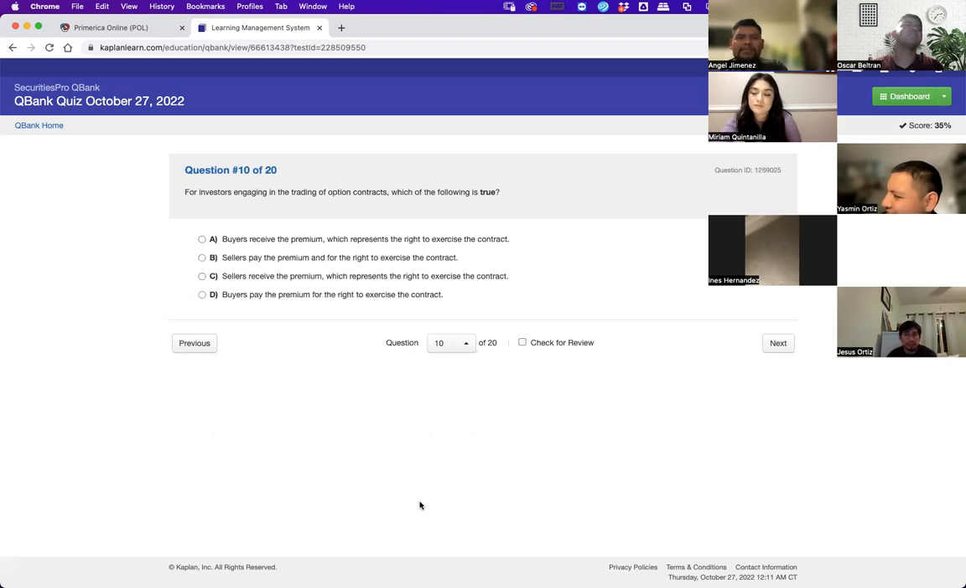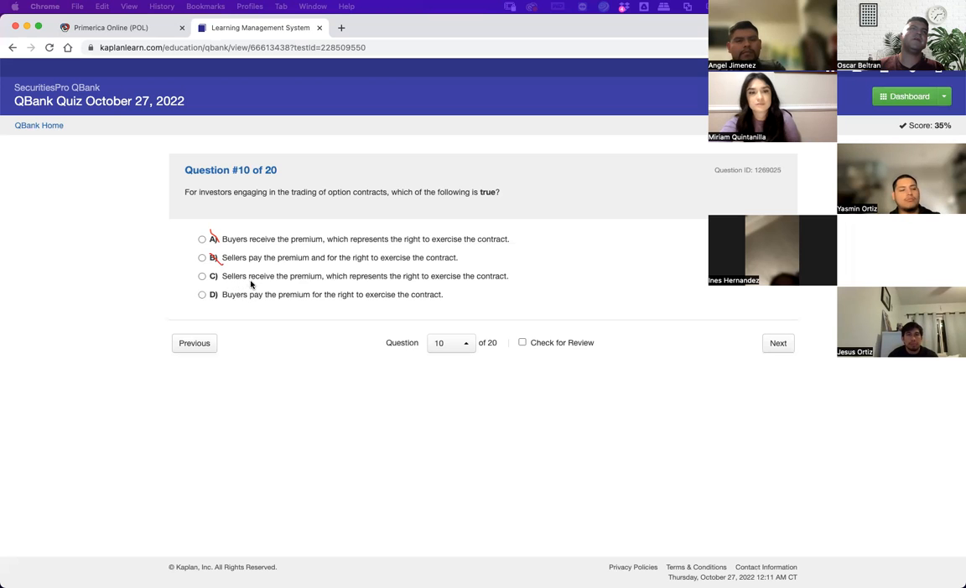We're halfway there. All right, for investors engaging in the trading of option contracts, which of the following is true? Buyers receive the premium. That's wrong, right? Because who receives the premium? The seller. That's wrong. A is wrong. B, sellers pay the premium. That's wrong, right? Right.